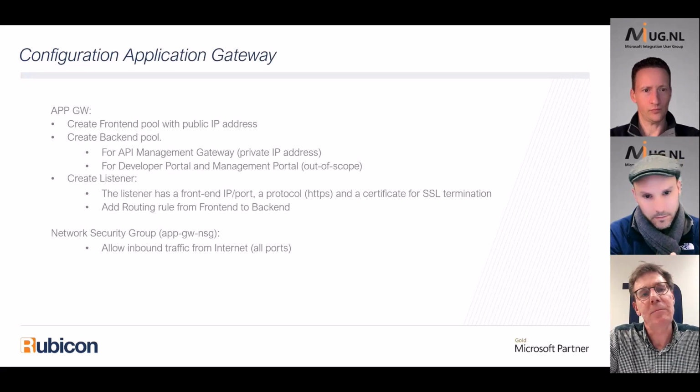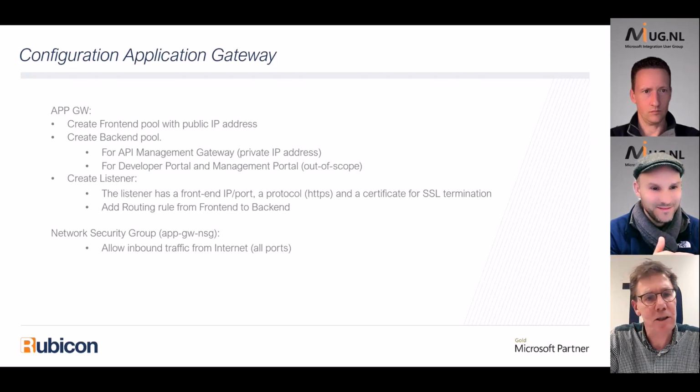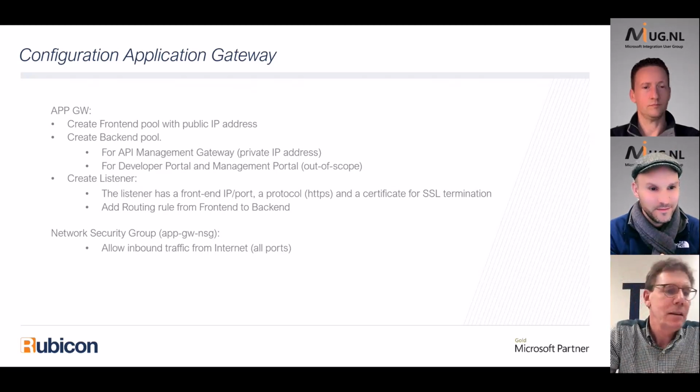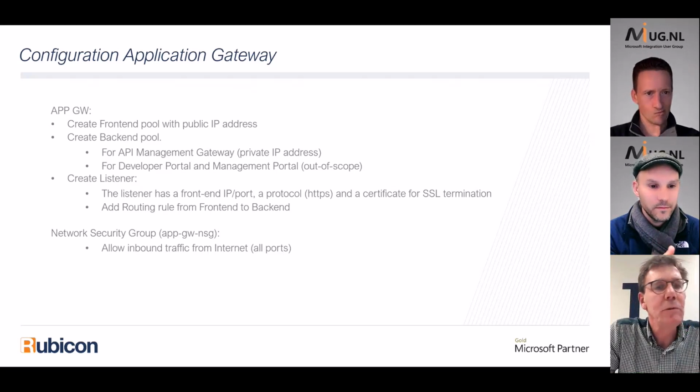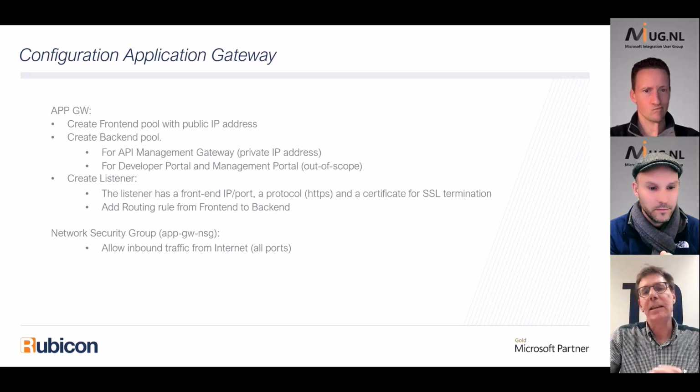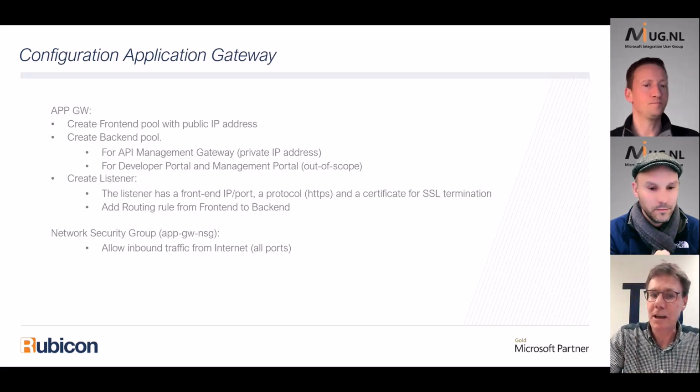Yeah, configuration of Application Gateway, maybe a bit too much detail, but I'm not sure if everyone knows Application Gateway. You basically define a front-end pool with a public IP address. Then you have a backend pool. In this case, we have 3 backend pools. We have a backend pool for the API management gateway, a backend pool for the developer portal, and a backend pool for the management portal.